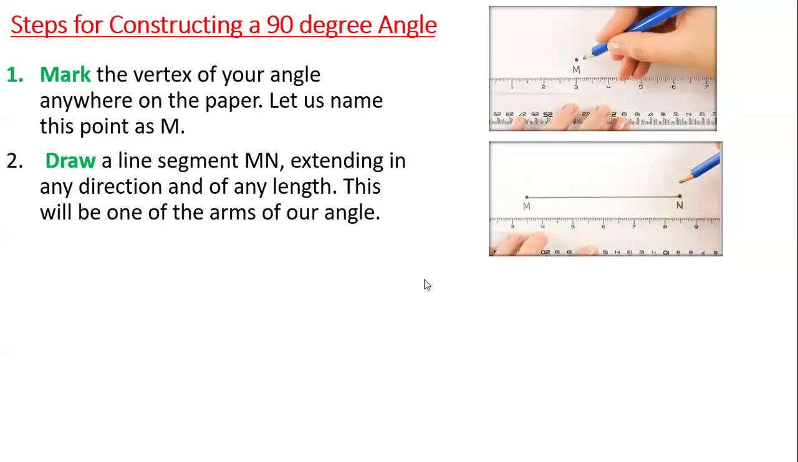Thank you. Torika, where's Torika? Torika, can you hear me? Torika, are you there? Yes, sir. Read the first 2 points, please. Mark a vertex of your angle anywhere on the paper. Let us name this point M. Draw the line segment MN, extend in any direction of any length. This will be one of the arms on our angle. Good. Torika, did you send me the work? Your notes. I sent it now.